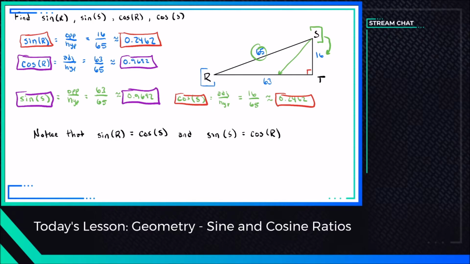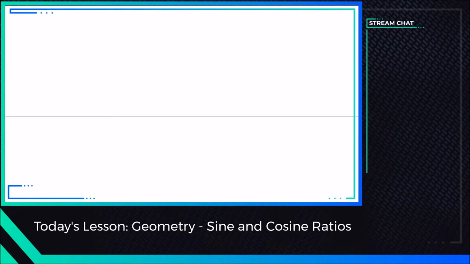And we're going to use this fact, we're going to dive a little bit deeper into this fact. So let's go ahead and take a look at sine and cosine of complementary angles. And complementary angles, remember, are two angles that add up to 90 degrees. So as a reminder, complementary angles add to 90 degrees.